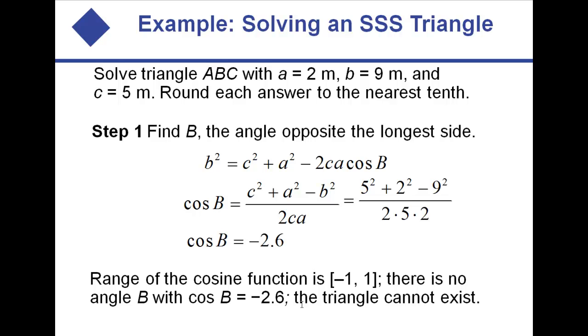Okay, how about another final example where we're solving an SSS triangle. You can see that everything's still the same. 2 meters, 9 meters, 5 meters. So we have our 2 meters, 5 meters, 9 meters. This was A, so this has to be A, right? 5 was C, so this has to be C. And then 9 was my B, so that's got to be my B.